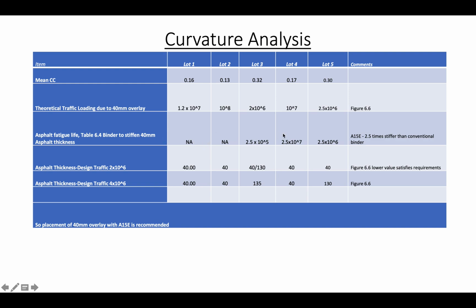So these figures, so actual thickness we can see safely from here. So the minimum is 40 mil, but when we have 40 mil, it's already more than the design. So the minimum we need is 40 mil. So that's why the 40 mil overlay with A15E has been recommended.